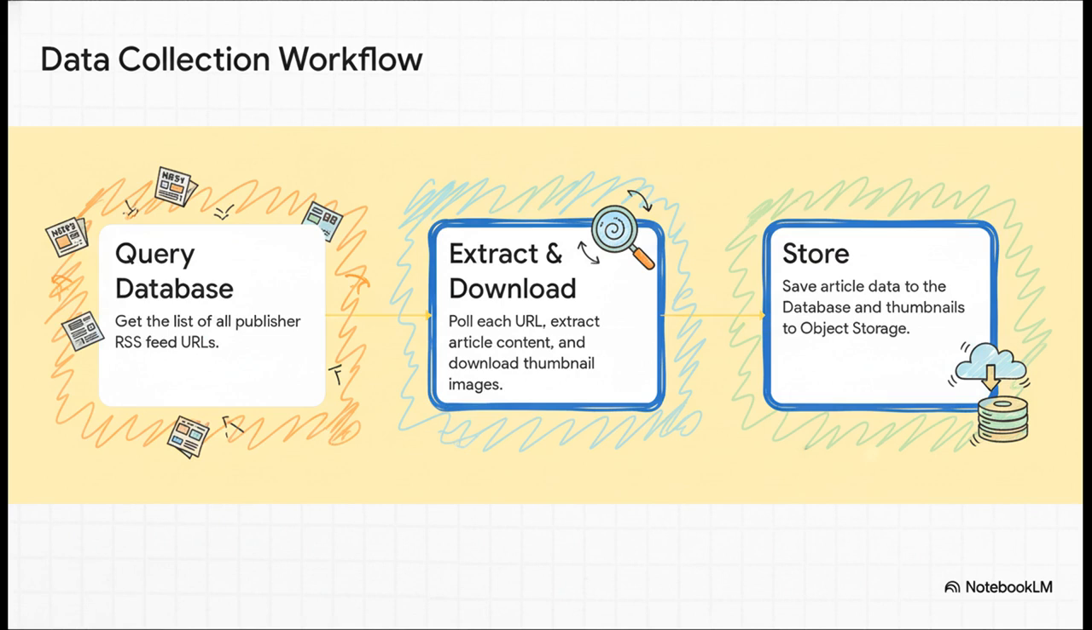Now, we do this for a super important reason. We could just link to the publisher's image, right? But what if their server is slow or goes down? It would break our feed. By hosting the thumbnails ourselves, we guarantee that speed and reliability for our users.